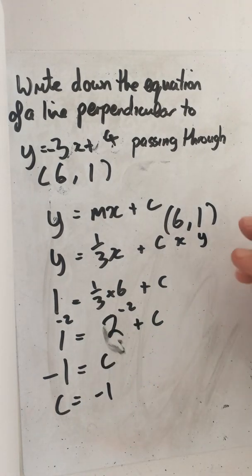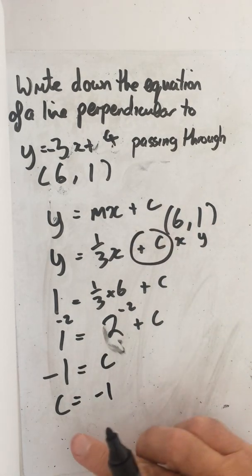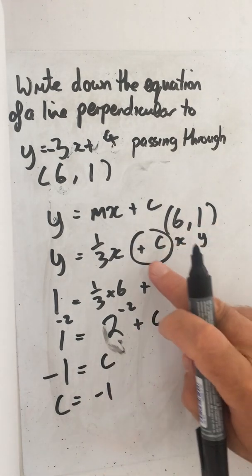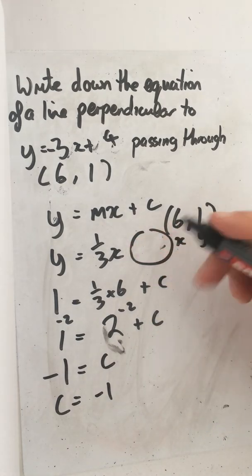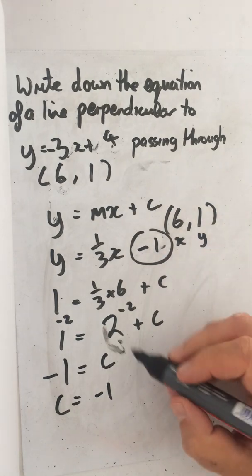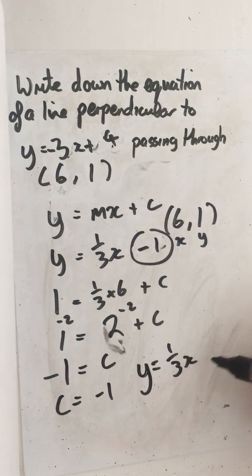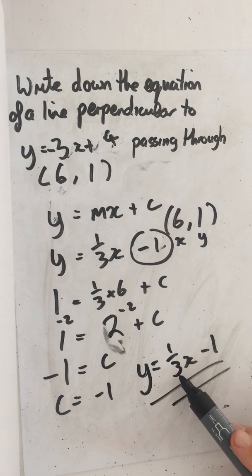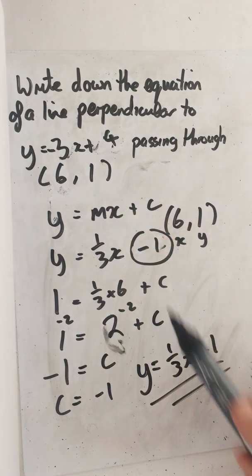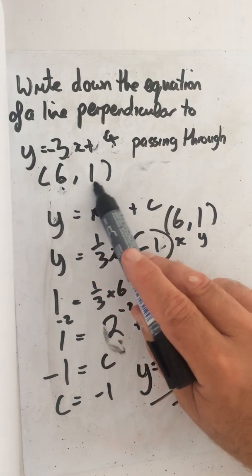So we come up to here. This is the bit we have to change, isn't it? So instead of plus c, we have minus 1, so we would change the sign as well. So our answer would be y equals 1/3 x minus 1. So that's our perpendicular line to this line here, which passes through these points.